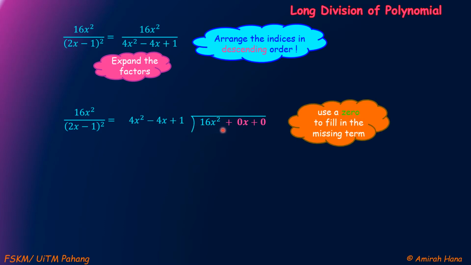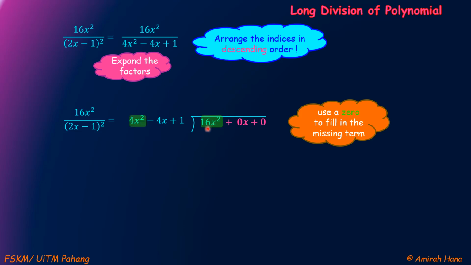We need to use a 0 to fill in the missing term. Since we have 16x squared only in the numerator, we need to write 16x squared plus 0x plus 0. We use a 0 to fill the missing term, and we arrange the indices in descending order: first x squared, then x to the power of 1, and then the constant. Since there is no constant here, we put plus 0.